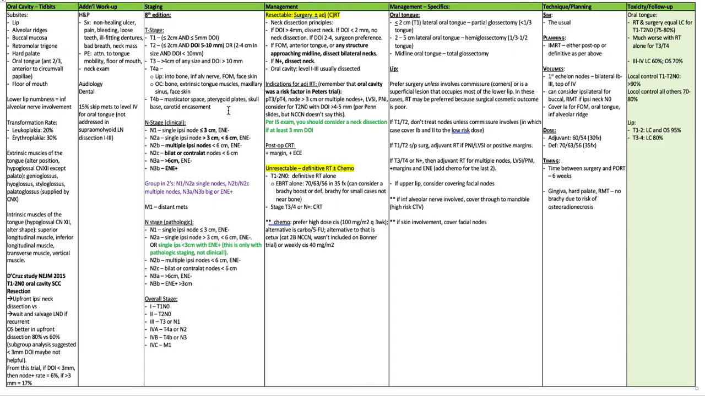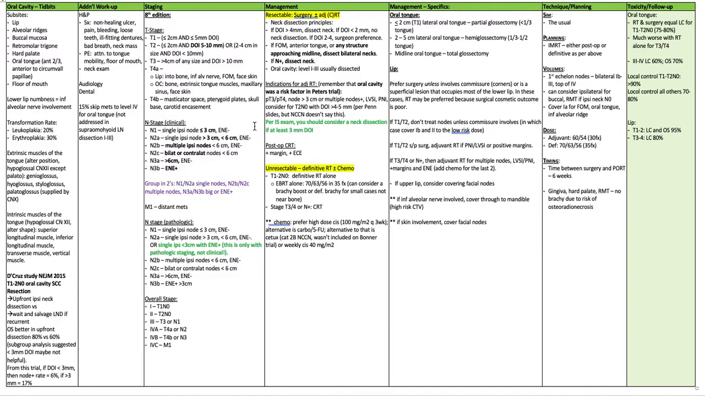So clinical nodal staging. N1 is a single ipsilateral node less than or equal to 3 centimeters in size, ENE negative. N2a is again a single ipsilateral node but greater than 3 centimeters in size, less than 6 centimeters in size, ENE negative. N2b is multiple ipsilateral nodes less than 6 centimeters, ENE negative. N2c is bilateral or contralateral nodes less than 6 centimeters. N3a is greater than 6 centimeters, ENE negative. N3b is ENE positive.